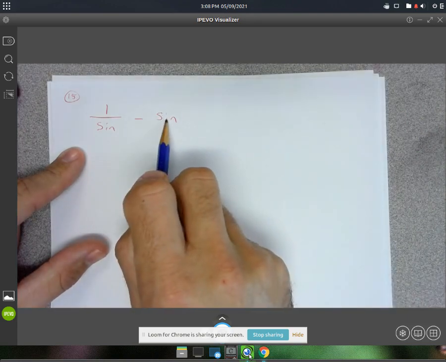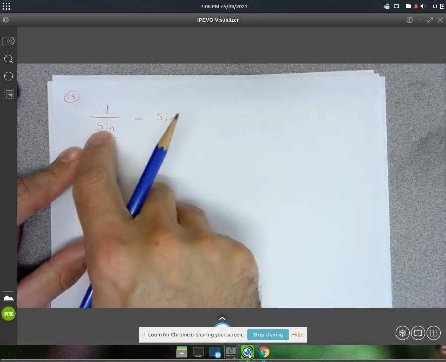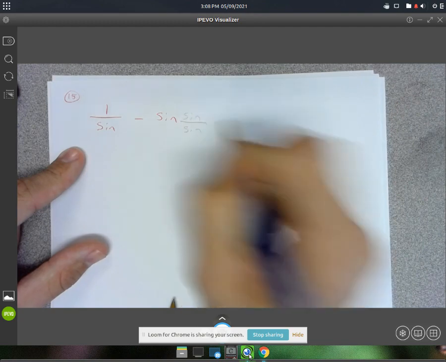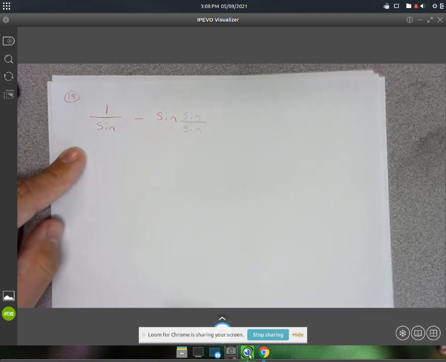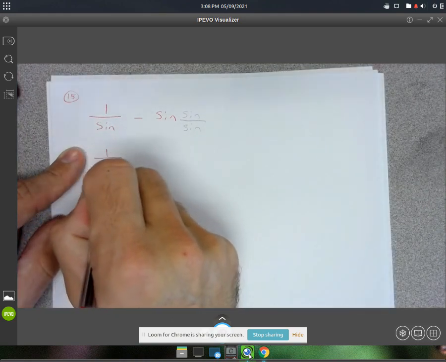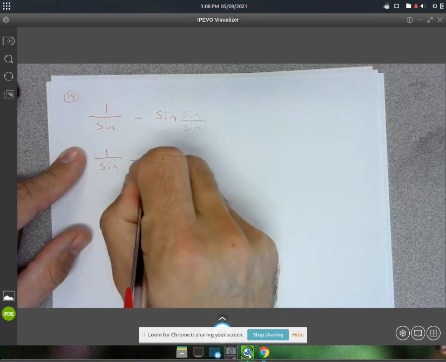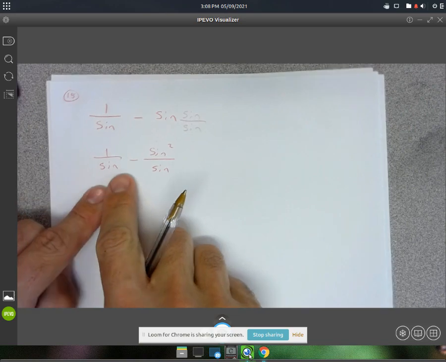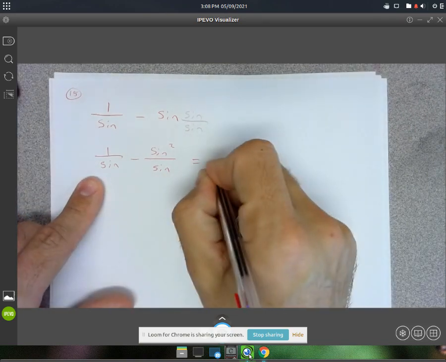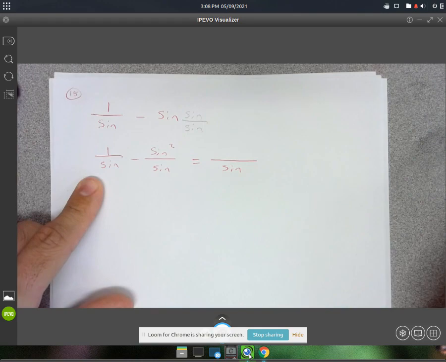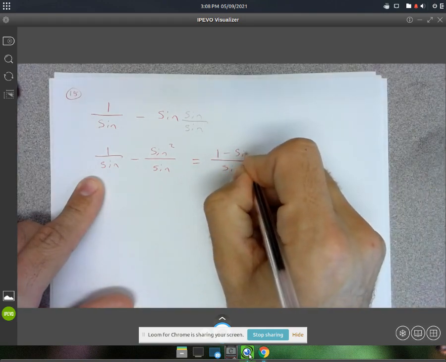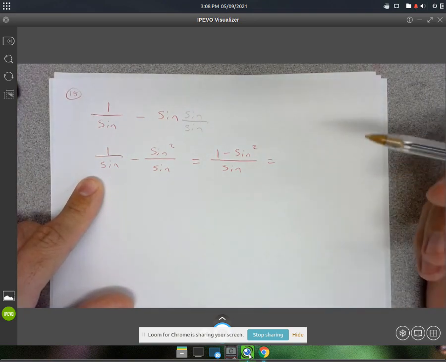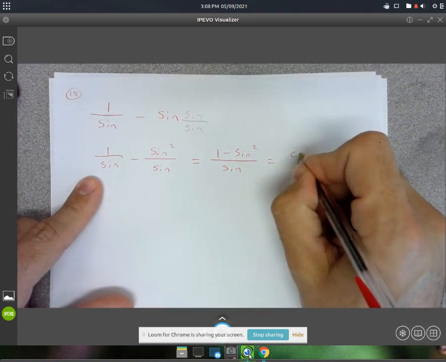So what I'm going to do is take this term right here and give it the same denominator. I'm going to multiply by sine over sine. So what I get is 1 over sine minus sine squared over sine. And now I'm able to call this one denominator. So I'll get a sine as my denominator and 1 minus sine squared up top. Okay, 1 minus sine squared, that's the Pythagorean identity. That's going to be cosine squared.